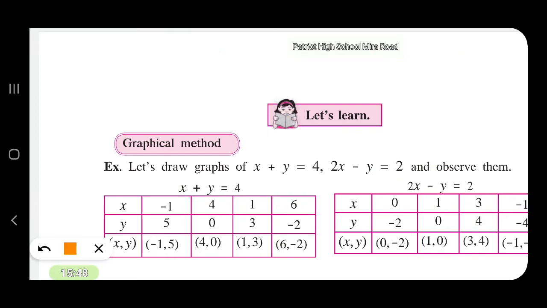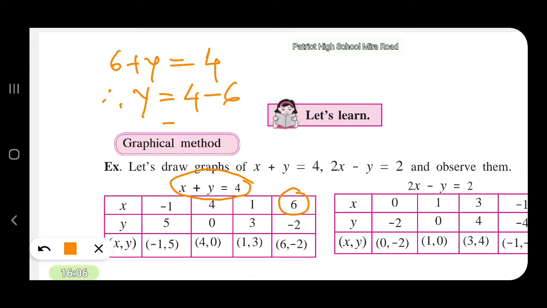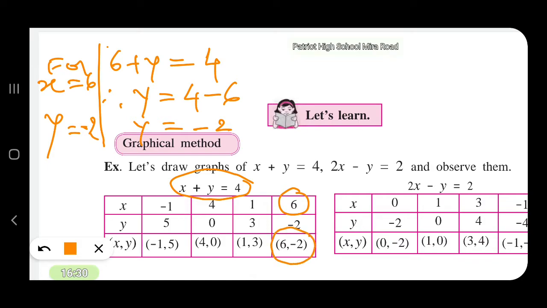So let us take the value of x as 6. So substituting the value of x here, it will be 6 plus y is equal to 4. Therefore y is equal to 4 minus 6. So y will be equal to minus 2. For what we have taken, x is equal to 6, we have y is equal to, what is it? Minus 2. So we have the fourth point over here, 6 and minus 2.